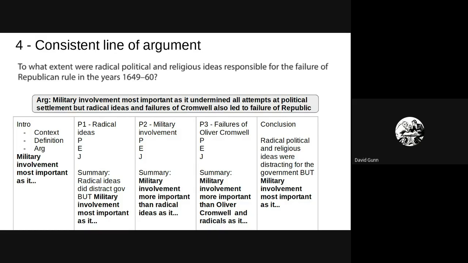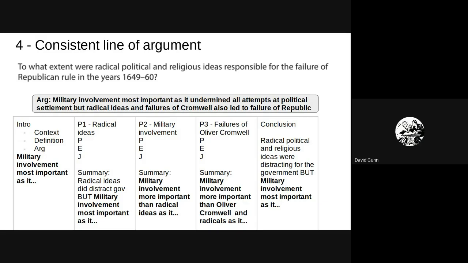So in your intro, you do context, definition, argument. In your argument here, military involvement. Paragraph 1 is on the factor in the question. It should always be the factor in the question first. So you're going to talk about radical ideas. In the summary at the end of the paragraph, that's when you bring in your argument again and say, actually, radical ideas did distract the government. However, the military involvement was the most important factor. And you're just going to explain why.